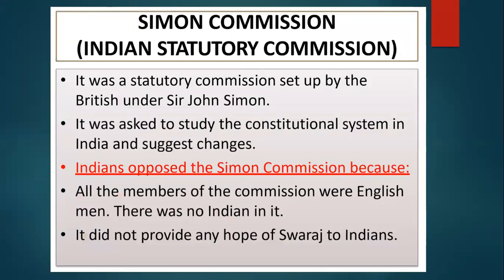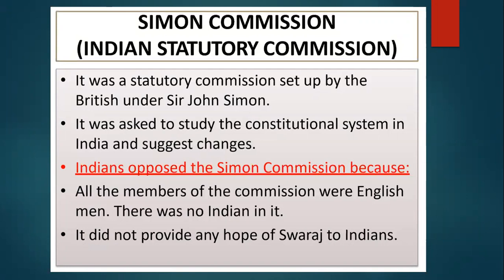Simon Commission was a statutory commission which was set up by the British under Sir John Simon, and the commission was asked to study the constitutional system in India and to suggest if any changes are needed. But the problem was this commission had 7 members and all the members were Englishmen. Not a single Indian member was present in the commission. So Indians didn't have any hope of Swaraj when they heard about the Simon Commission.